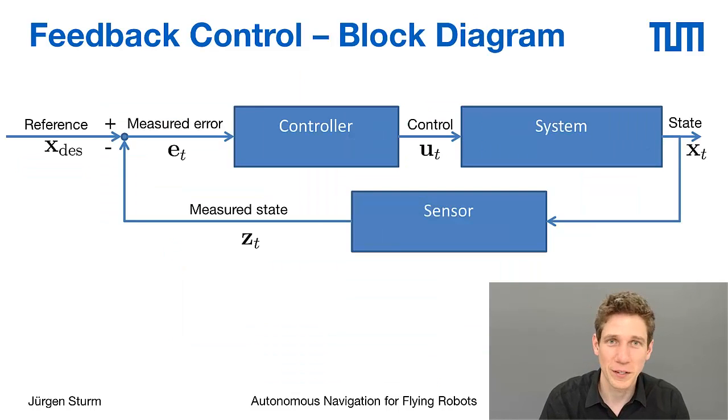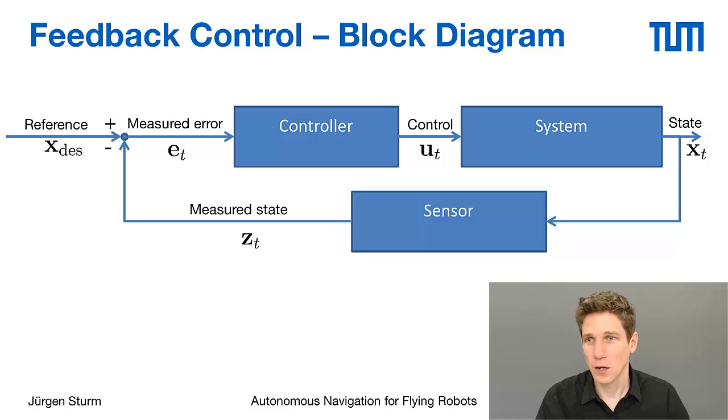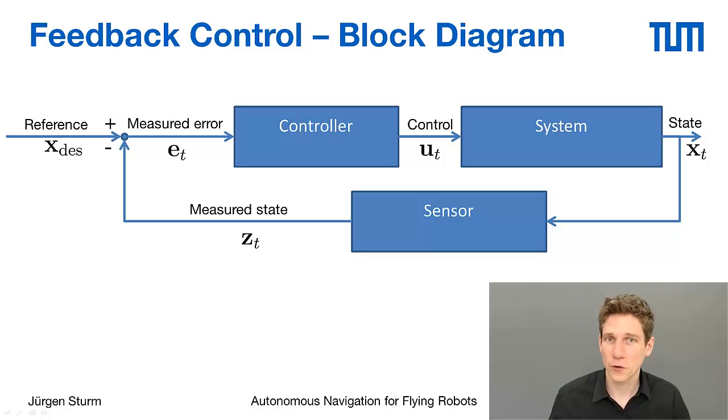Now let's look at this in a more technical way. It's often drawn in a block diagram like this. On the left side, you can see the reference signal or the goal state that we try to achieve. This goal state or desired value is compared to the current state of our system. And then this difference, the so-called measured error, is then fed into a controller. And this controller can be arbitrarily complex, but for this video, we just look at a proportional, a P controller, as you'll see in a second.